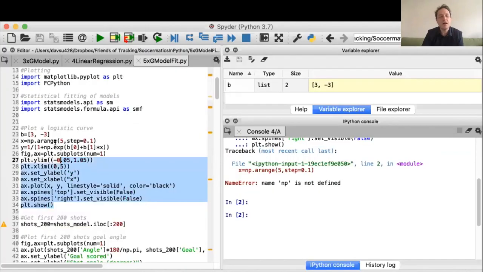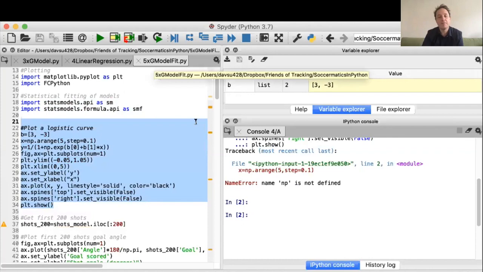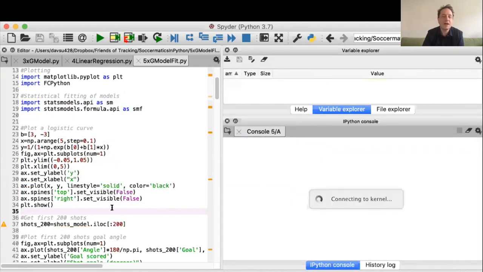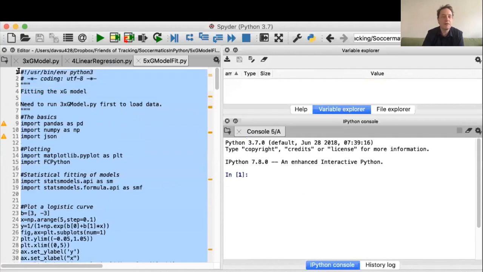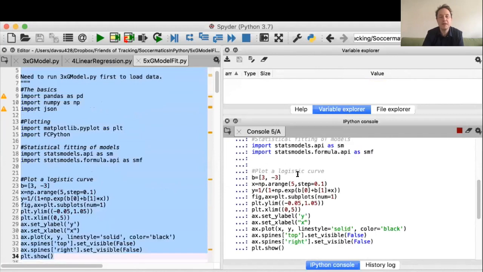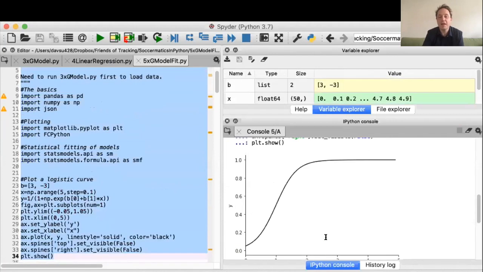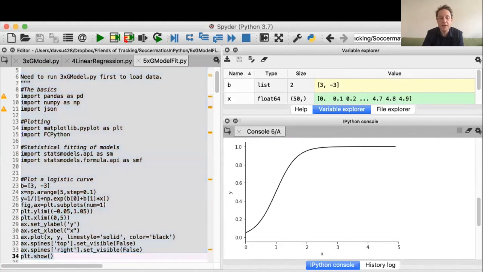And so, to give you a feeling for this, I'll just start this section. This is section 5 here. Let me start by plotting the logistic curve function. We'll import all of the libraries that we need as usual, and we make a plot here. And this shows what a logistic curve looks like.